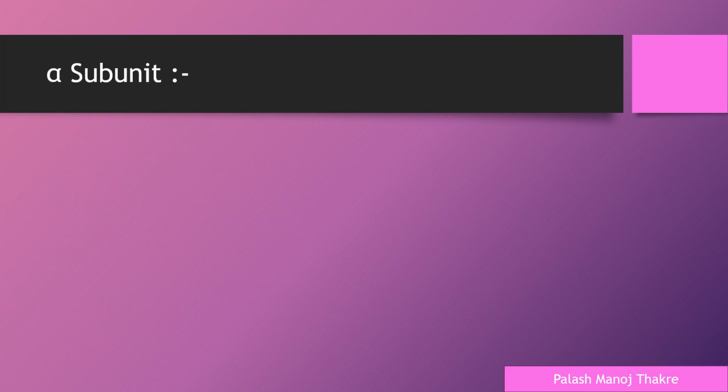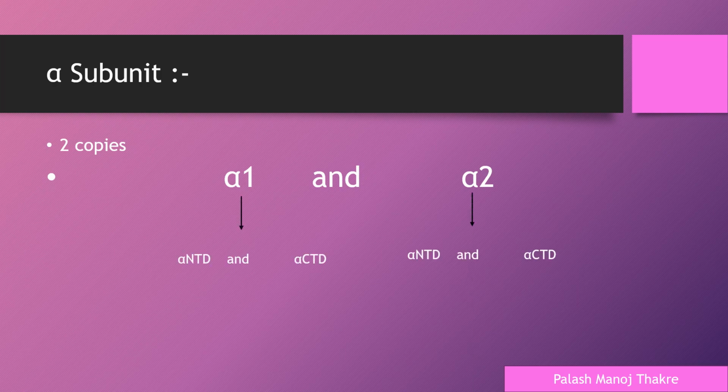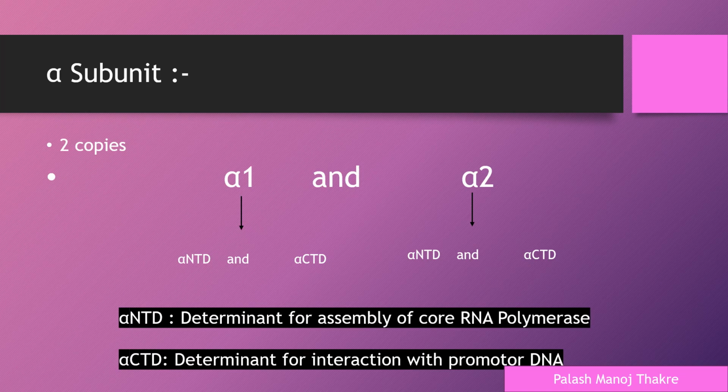The RNA polymerase structure contains one pair of alpha subunits. These are alpha 1 and alpha 2. Each alpha subunit contains two domains, alpha NTD and alpha CTD. The alpha NTD, the N-terminal domain, determines the assembly of the core RNA polymerase. The alpha CTD, the C-terminal domain, determines and evaluates the interaction of the RNA polymerase enzyme on the promoter site of the DNA.